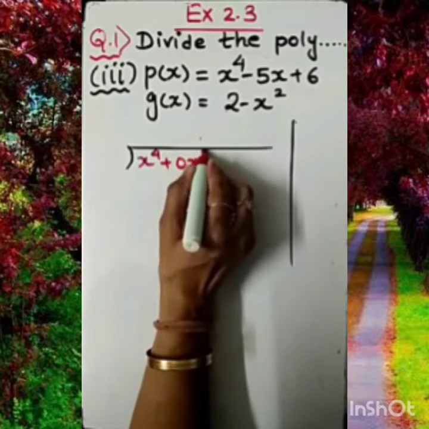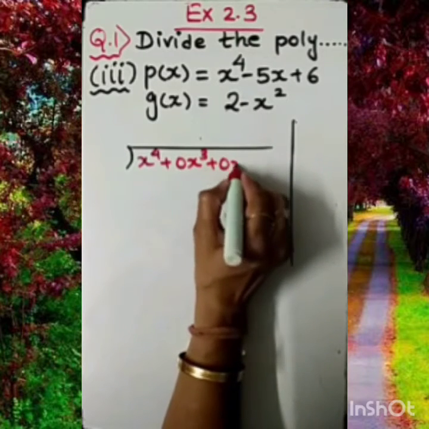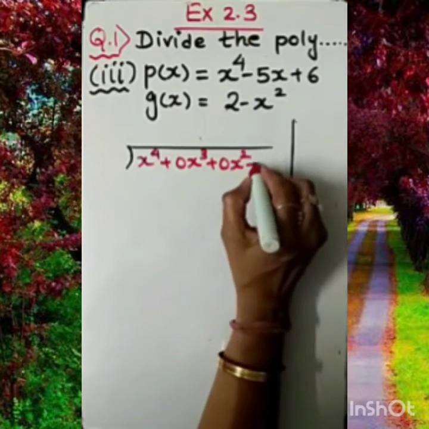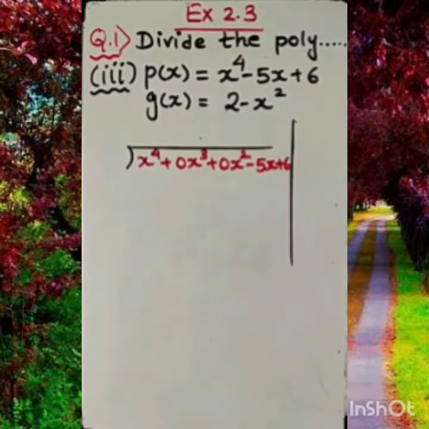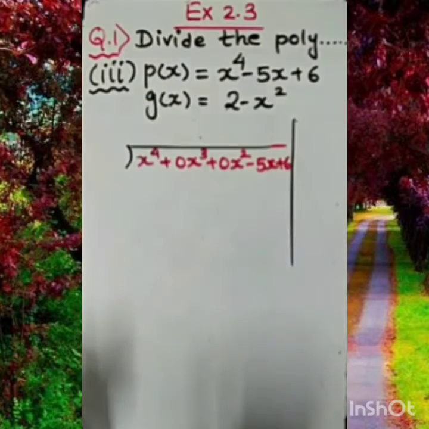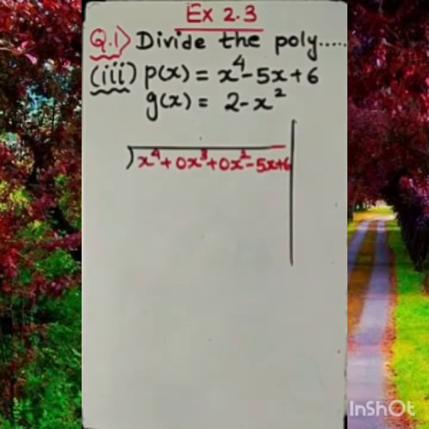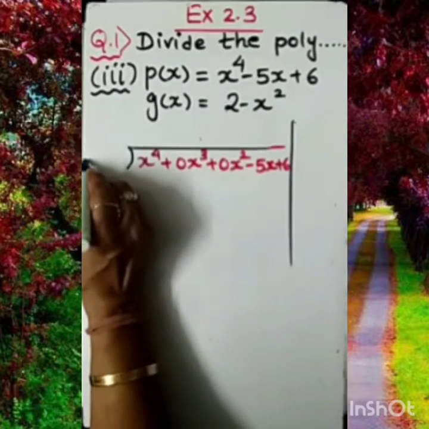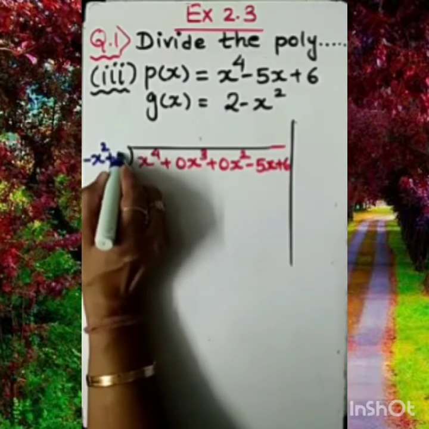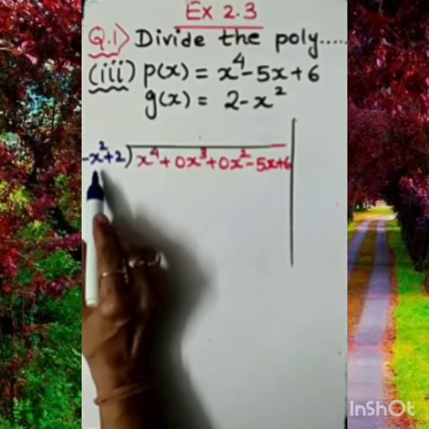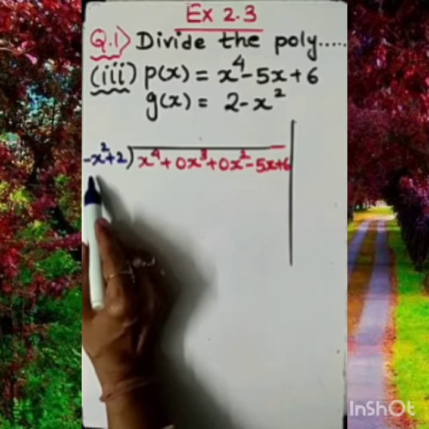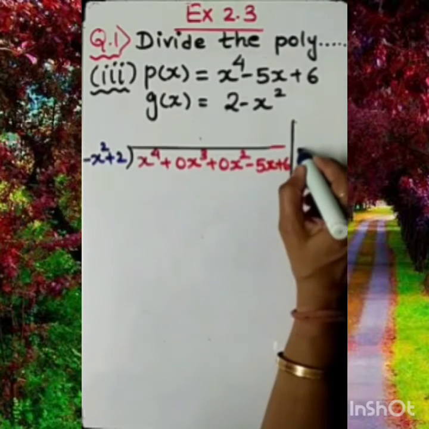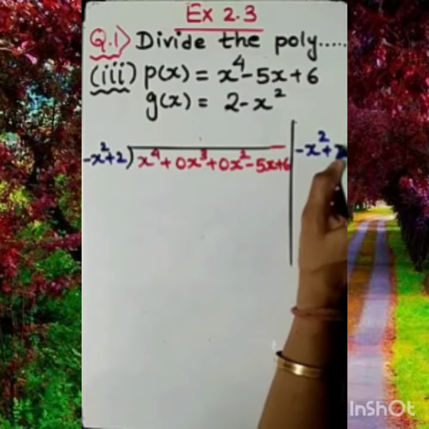So in place of x cube, I am writing 0x cube. I am adding 0x square. Then this minus 5x is already there and this plus 6 is also there. So let it be as it is. Fine. So with which are we dividing? Of course, we are dividing with 2 minus x square. So can't we write this as minus x square plus 2? Nothing else I am doing, only this x square, because we want to write in descending power of x. So dear student, we are beginning from here, minus x square plus 2.